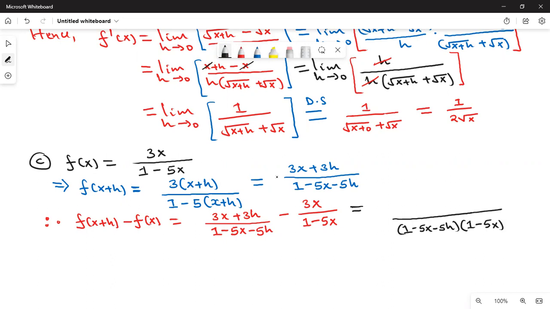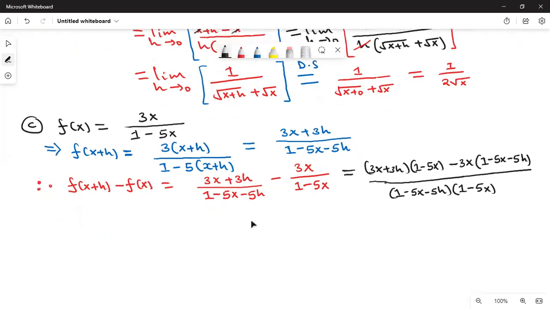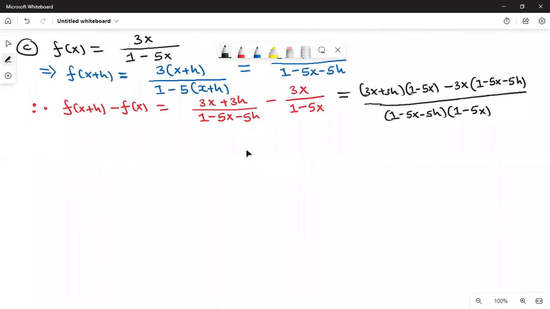So that in the numerator we are going to get this: 3x plus 3h times 1 minus 5x, then subtract 3x times 1 minus 5x minus 5h. So I can now simplify the numerator. Let me simplify that. Open the bracket in the numerator.